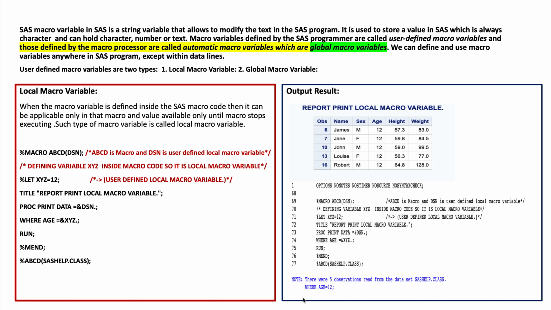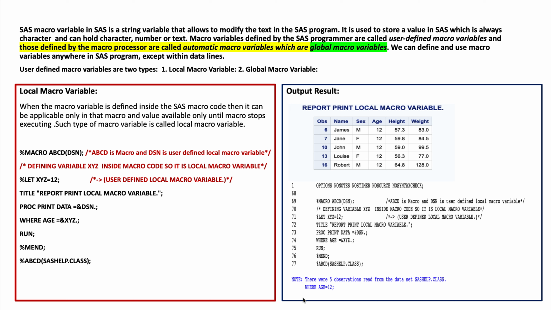A SAS macro variable is a string variable that allows you to modify the text in the SAS program. It is used to store a value, which is always character, and can hold a character, number or text. Macro variables defined by the SAS programmer are called user-defined macro variables, and those defined by the macro processor are called automatic macro variables, which are global macro variables. We can define and use macro variables anywhere in a SAS program except within data lines.